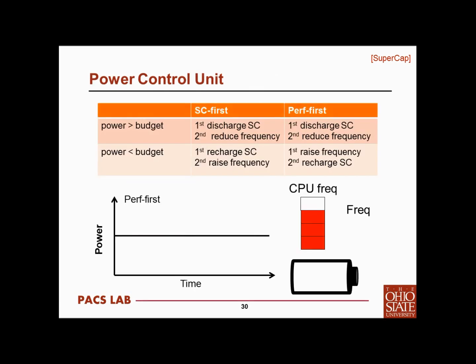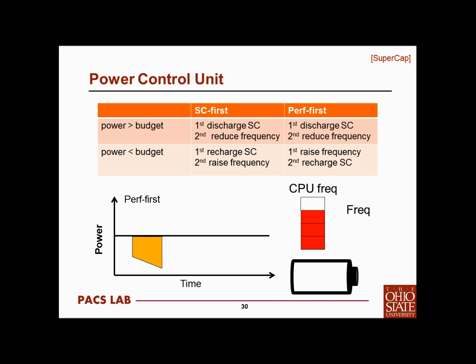The key design part in this project is the power control unit. Since in this project we have two adjustable components, the frequency of the processor and the energy storage device, how to coordinate those two components is very important to enforce the power budget. We have discussed different policies. Here we take the performance priority, the perf first policy, as one example to explain how we coordinate the frequency of the processor and the energy storage device.